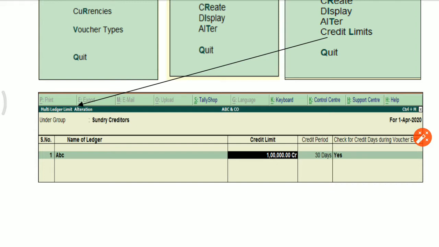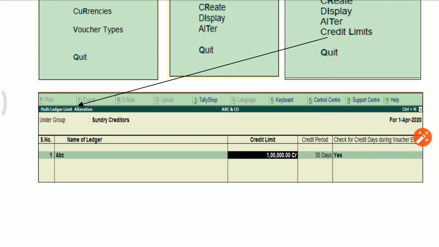Generally, companies are aware that this debtor has this much capacity to purchase goods from our company. In the case of creditors, generally the credit period can be set based on our relationship with the creditor. This option is useful in the case of MIS.